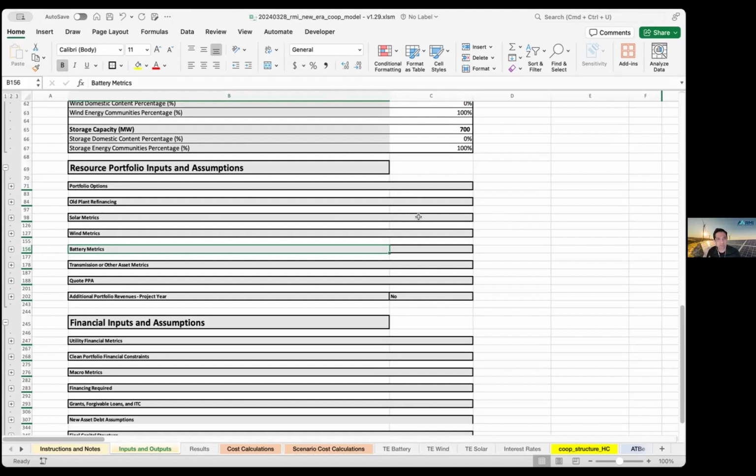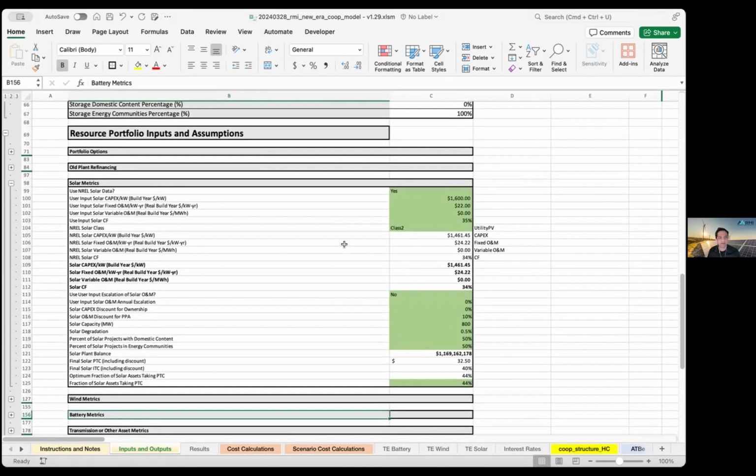We'd recommend you really do that. So combine all the assets that you're deploying in a given year, ideally into a single portfolio, so you can see how the different incentives for different projects, particularly for ITC versus PTC, all work together, because there are certain important ways in which they can. So generally speaking, what we'd recommend is that in the solar metrics section, you can enter in the aggregate data for the solar assets that you're deploying in a given year.